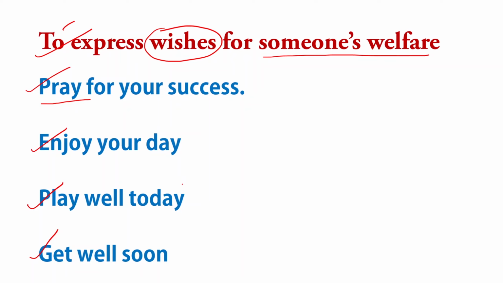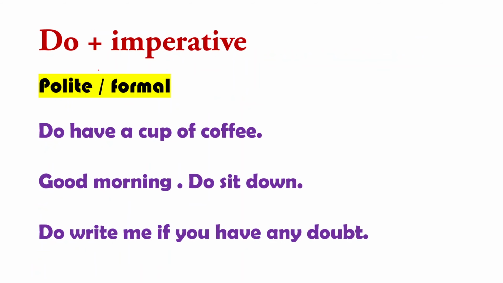These are imperative verbs. Now let us check another form of imperative. Do plus imperative means a polite or formal form of using the imperative. When we use "do" plus the base form of the verb, it becomes more polite and more formal.